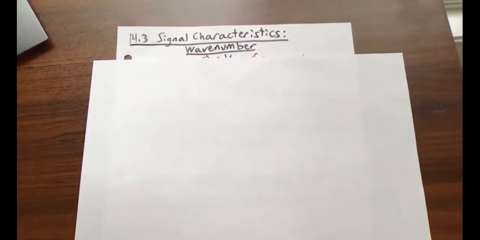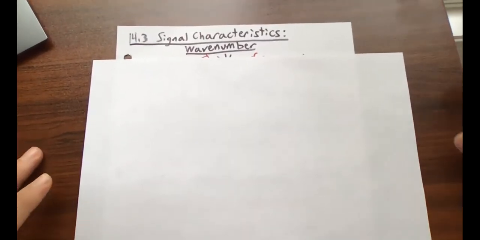This is section 14.3, signal characteristics, wave number. So in this section, we're going to talk about the types of signals that we would see in IR spectroscopy, specifically the wave number and what they mean.